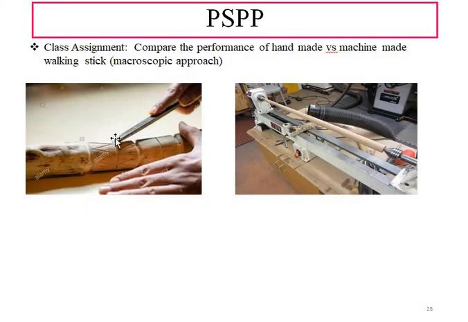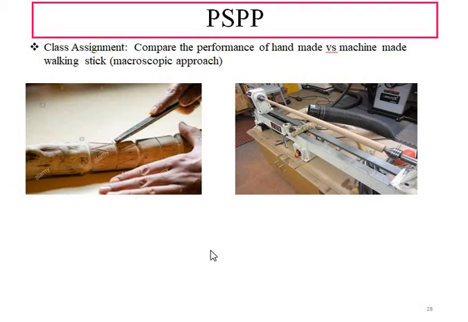So this is the class assignment that you need to do and submit for your attendance and to improve your idea. The class assignment is like this. You just need to compare the performance of handmade versus machine made walking sticks.